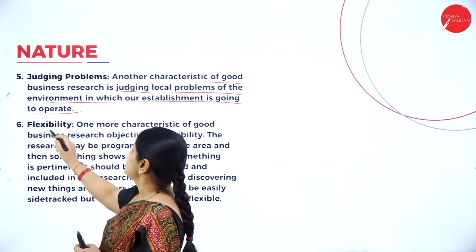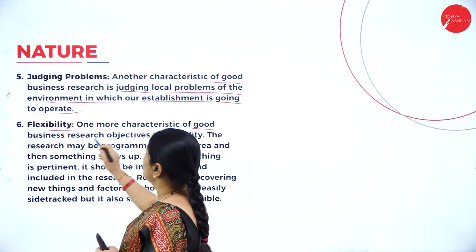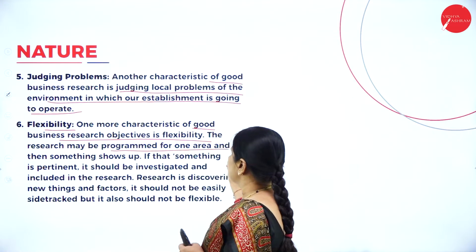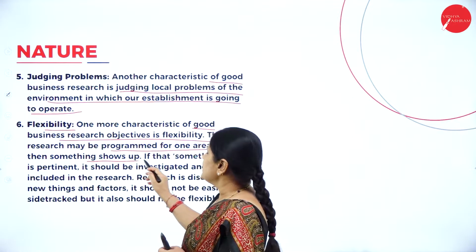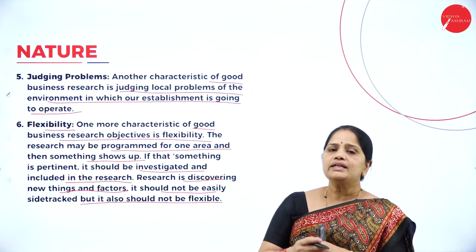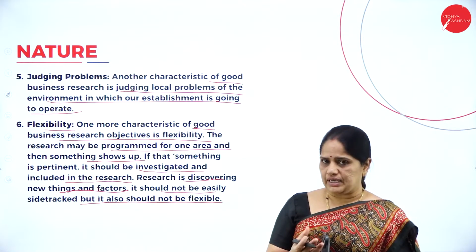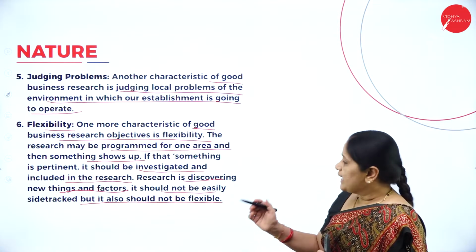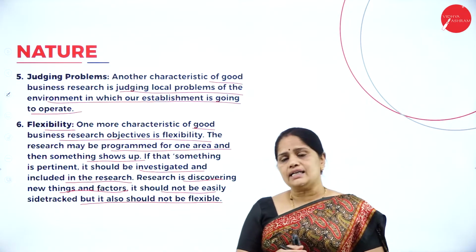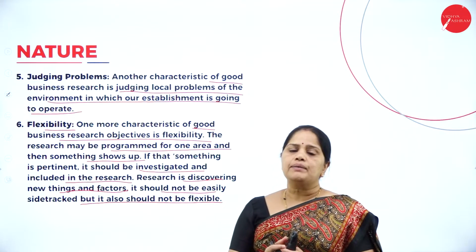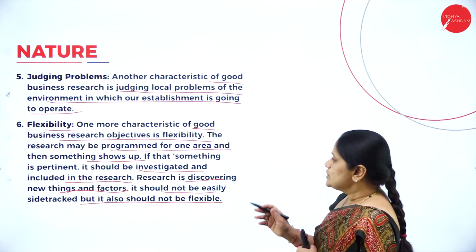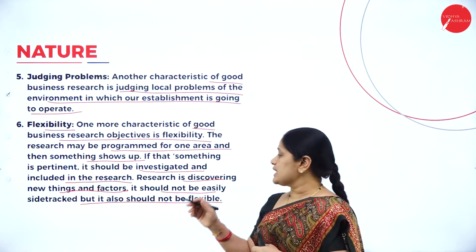Next one is flexibility. One characteristic of a good business research objective is flexibility. The research may be programmed for one area and then something shows up. So when the research is being programmed for one area and you see that a new issue is coming up, what should you do? If that something is pertinent, it should be investigated and included in the research. So the new issue which is coming up should be investigated and also included in the research. So the research is discovering new things and factors.